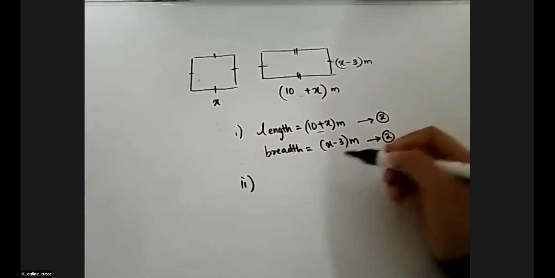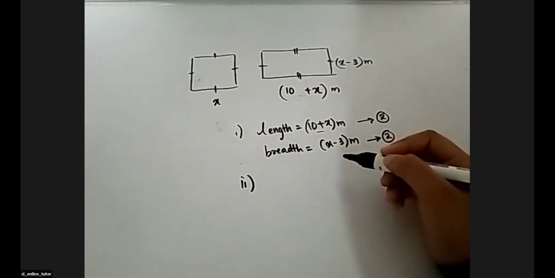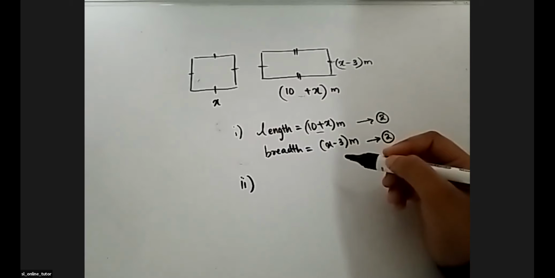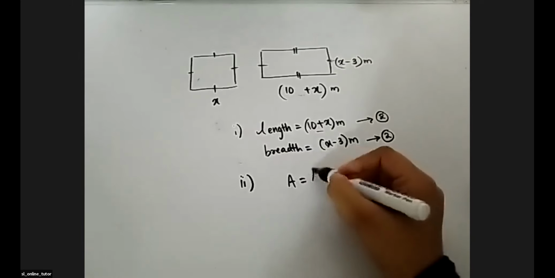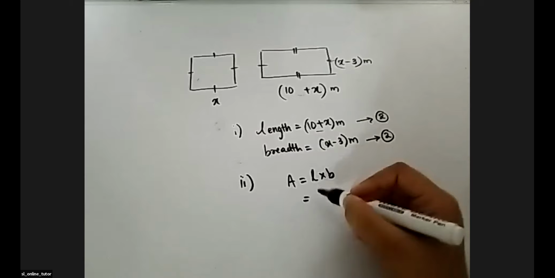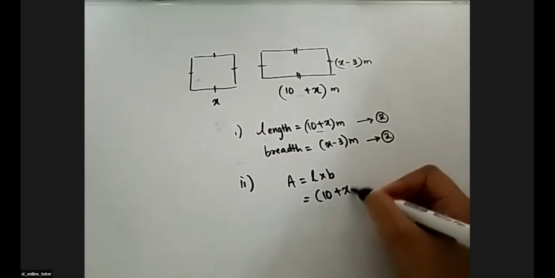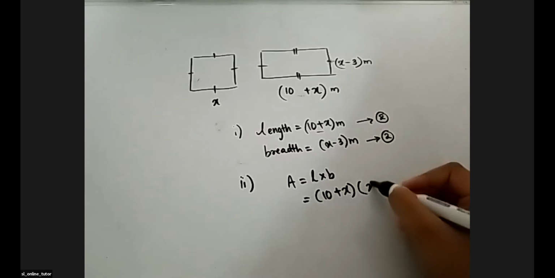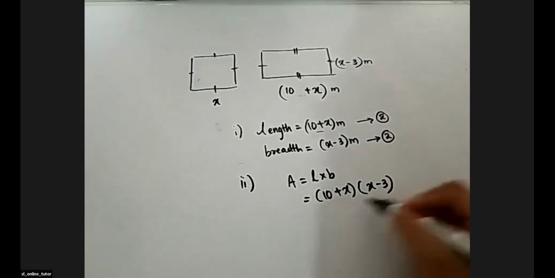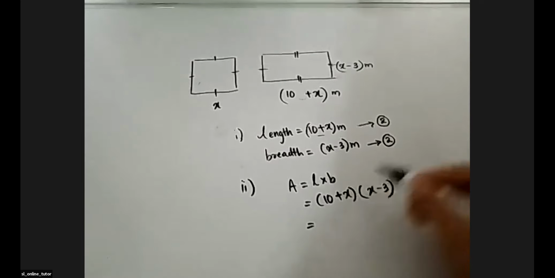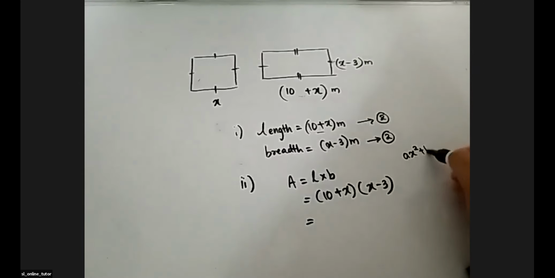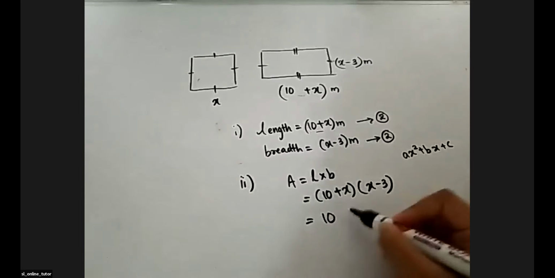Roman number 2 says, construct an algebraic expression for the area of the rectangular shaped land and write it in the form of ax squared plus bx plus c. Usually the area of a rectangle means length into breadth. So the length of the rectangle is 10 plus x and the breadth of the rectangle is x minus 3. So you can see this is now an algebraic expression. You have to find the answer in the form ax squared plus bx plus c, a trinomial quadratic type. So we have to expand now.